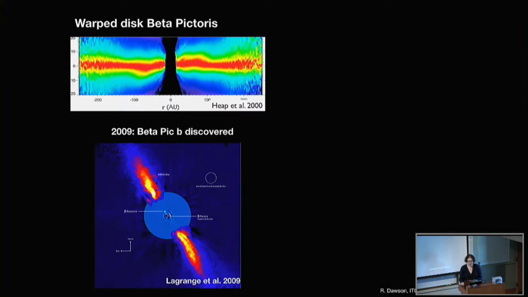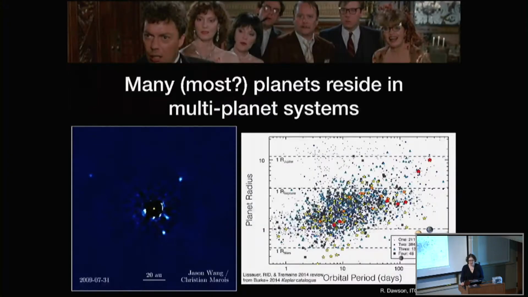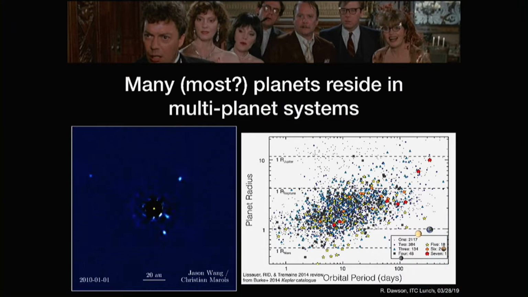But one challenge is that we're learning that many or maybe most planets reside in multi-planet systems, which leads us to sort of a planetary game of Clue, where we're trying to figure out which planet, or maybe a planet that we haven't even seen, is responsible for the warp. So on the left are the HR 8799 directly imaged planets, where in this system multiple planets are often detected. But a lot of times we're more in the case where we detect one planet and there may be other undetected planets in the system.